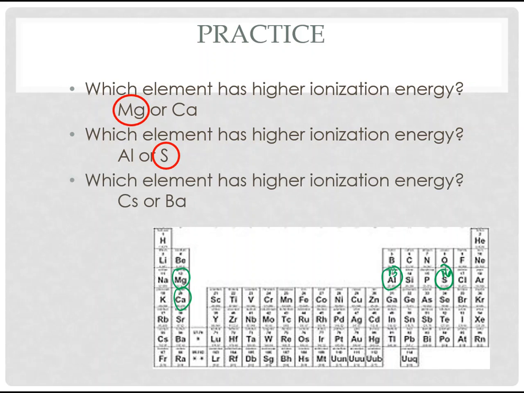Which element has a higher ionization energy, cesium or barium? Cesium and barium are down here next to each other. Yep, barium, and that's the same reason as the sulfur. It has one more proton than cesium, so it's a little bit stronger. It's going to hold on a little bit tighter. That also is the reason why cesium's more reactive than barium, because cesium's more readily able to give up that electron, so it's just slightly more reactive.